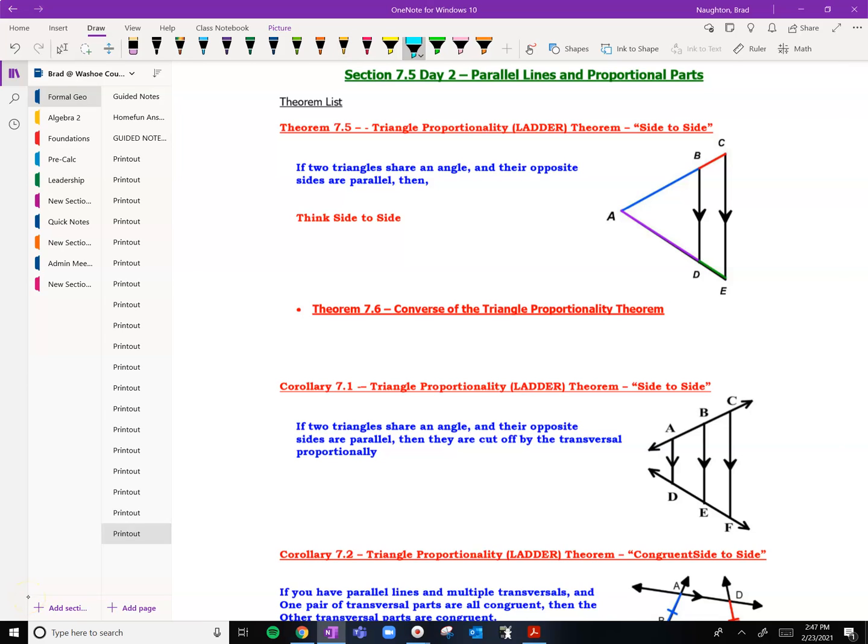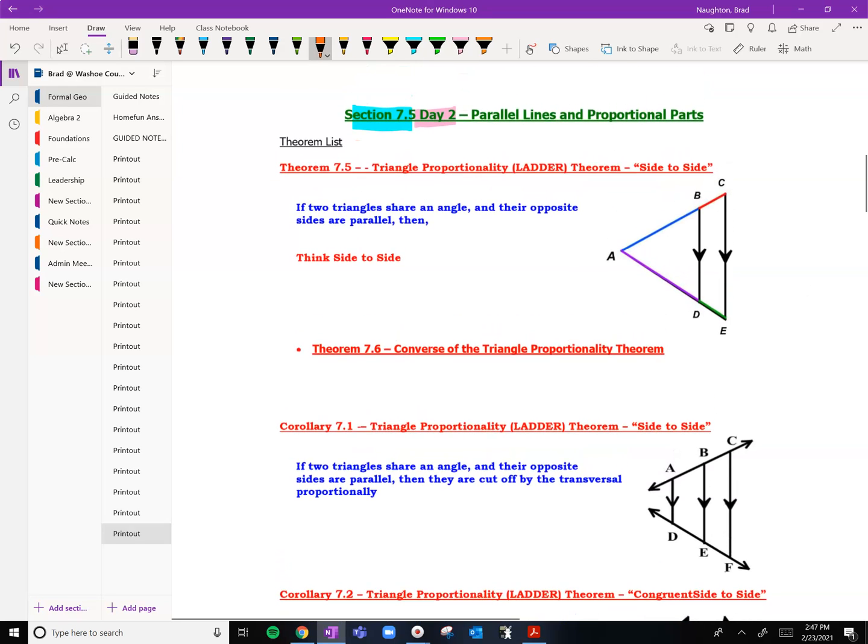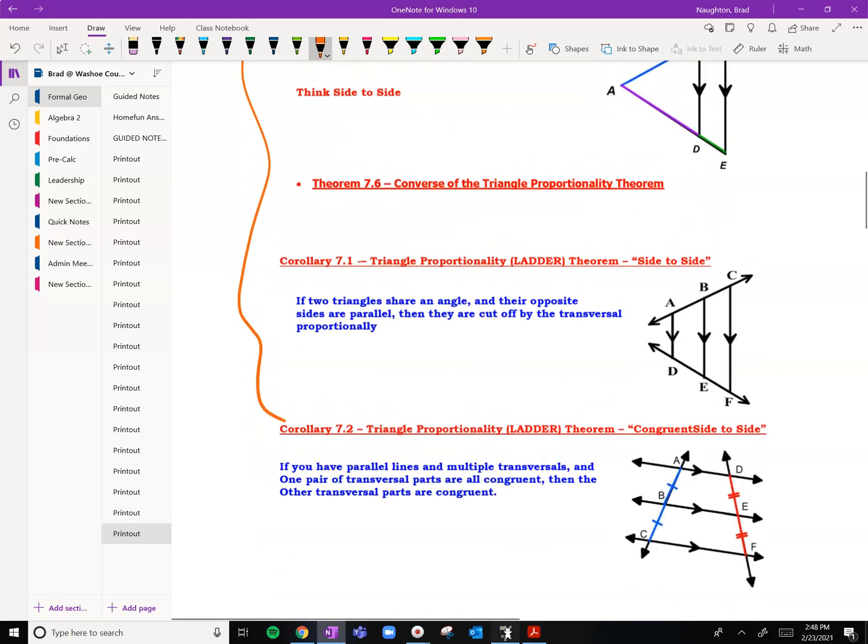We are on 7.5 again, but now we're doing day 2. So, ladies and gentlemen, boys and girls, let's go ahead and write down, we don't need a calculator, all this goodness right here. And then we can go ahead and talk about this. And then the same thing with this one down here.